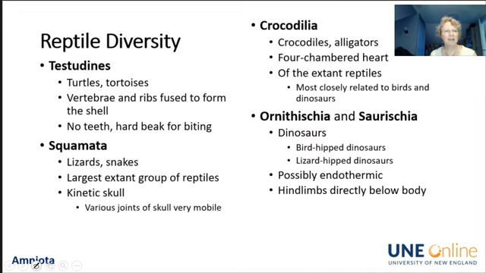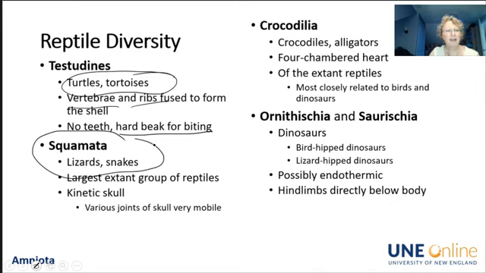For reptile diversity, we've got the group of the testudines, turtles and tortoises. Super cool if you haven't seen a shell of a turtle from the inside. It is the vertebrae and the ribs that are fused together to form that shell. They do not have teeth, so they've secondarily lost the teeth, but there is that hard beak for biting. Don't mess with a turtle.